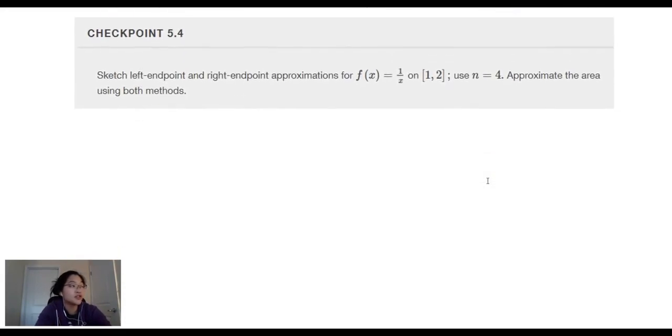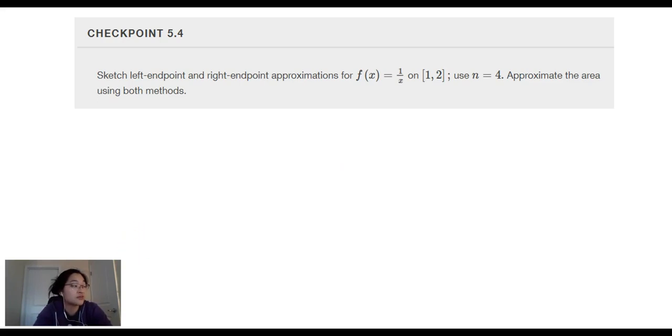So, what you need to do, try it now. Sketch the left endpoint and right endpoint approximations for f of x equals 1 over x on the interval from 1 to 2, and use n equals 4, so you're getting 4 rectangles. You're going to approximate your area using both methods.